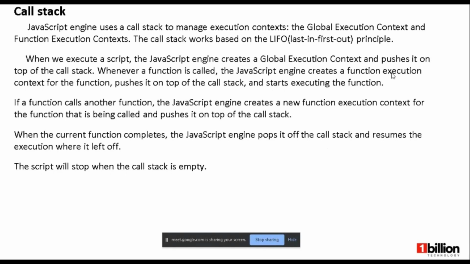If a function calls another function, the JavaScript engine creates a new function execution context for the function that is being called and pushes it on top of the call stack. When the current function completes, the JavaScript engine pops it off the call stack and resumes the execution where it left off. The script will stop when the call stack is empty.